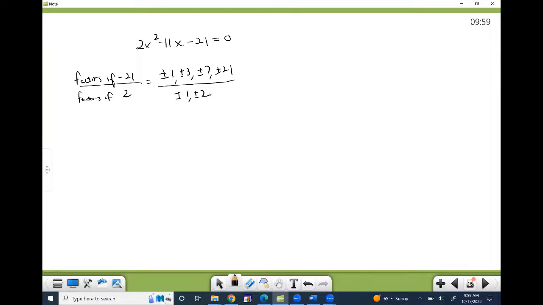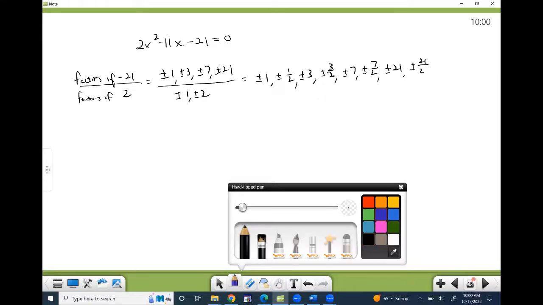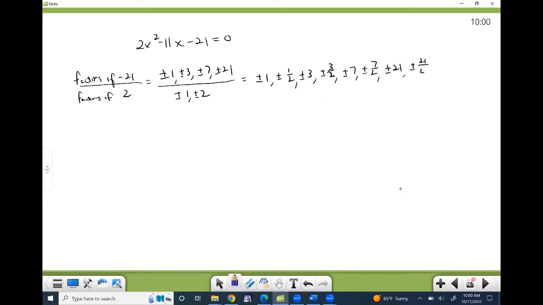There's no other factors. So if I stack these, 1 divided by 1 is 1, 1 divided by 2 is 1/2, 3 divided by 1 is 3, 3 divided by 2 is 3/2. That's a 2, guys, sorry. And then 7 divided by 1 is 7, 7 divided by 2 is 7/2. And 21 divided by 1 is 21, and 21 divided by 2. Okay, now, what we're saying is these are all the possible zeros, okay? Now we're going to go in and get the actual zero so you can see why it becomes the last on top of the first, okay?